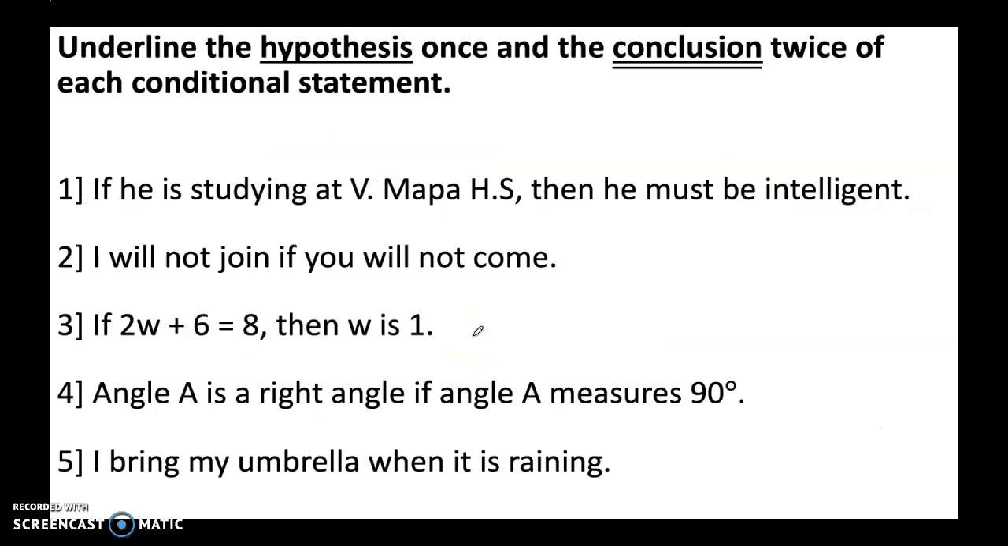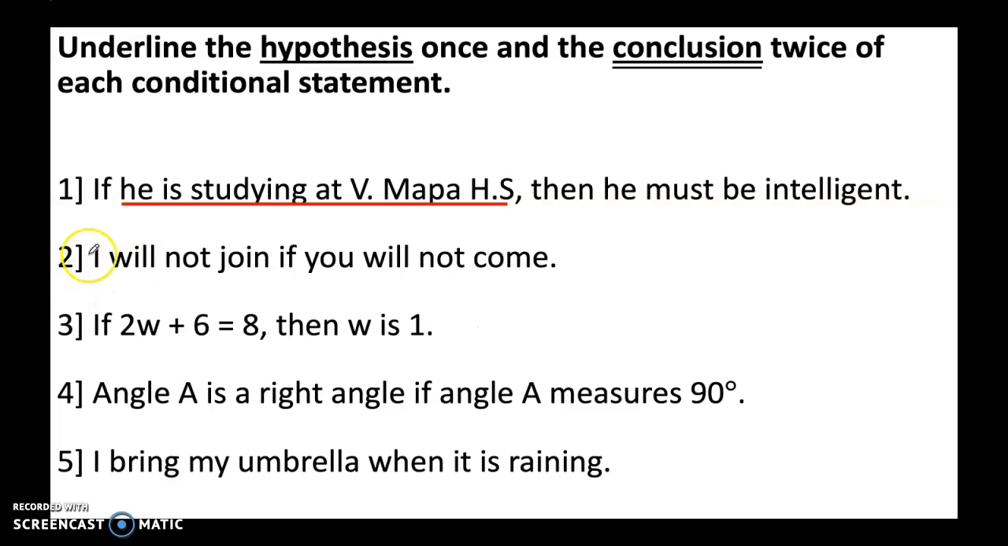Let's have an activity. Underline the hypothesis once and the conclusion twice in each conditional statement. Number 1: If he is studying at Bimapa High School, then he must be intelligent. The phrase after if is said to be our hypothesis. Therefore, our hypothesis is he is studying at Bimapa High School.